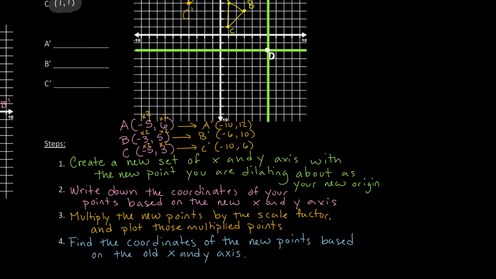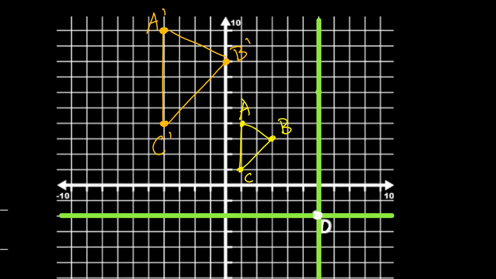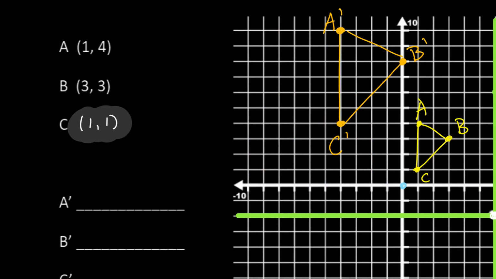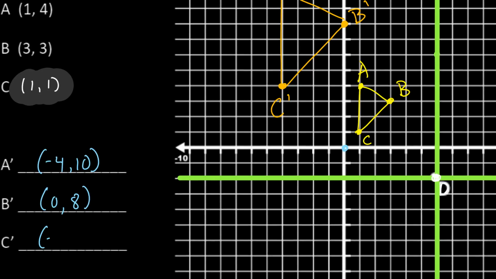So, if I'm looking at our dilated shape, and I now have the origin being back where it's supposed to be, right in the center, 0, 0. Where is A prime now located? I went over 4 and up 10. So my A prime is actually located at -4, 10. Where is B prime? 0 and up 8. And C prime? Over 4, so -4 and then up 4.